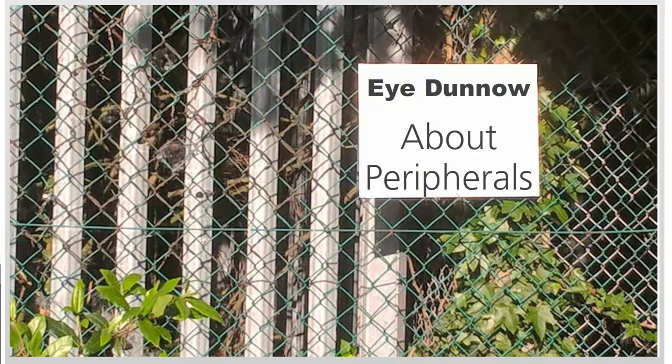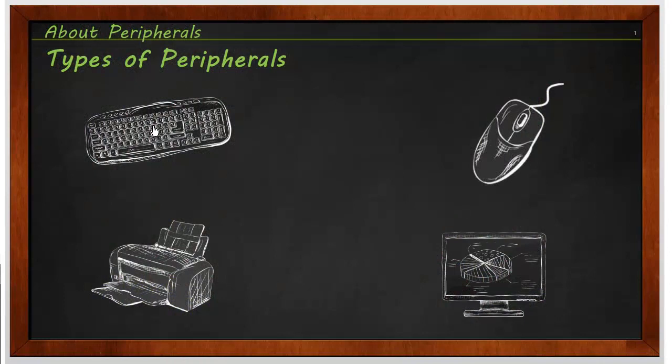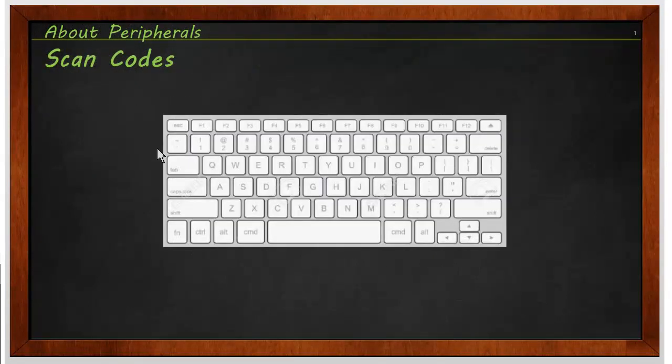Hello, let's have a look at peripherals. We can look at the keyboard, mouse, printer and monitor. Keyboard first. The keyboard works using scan codes.